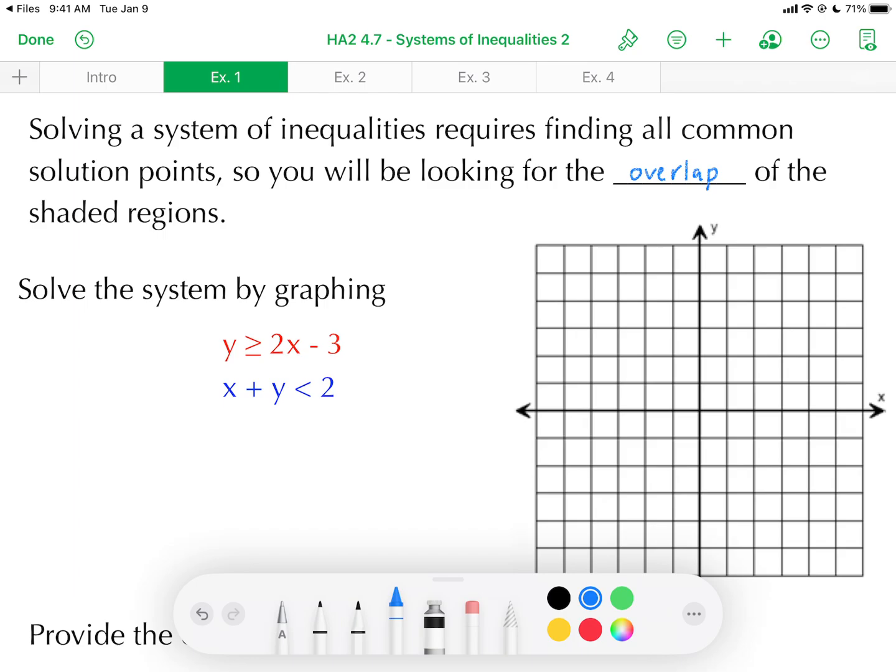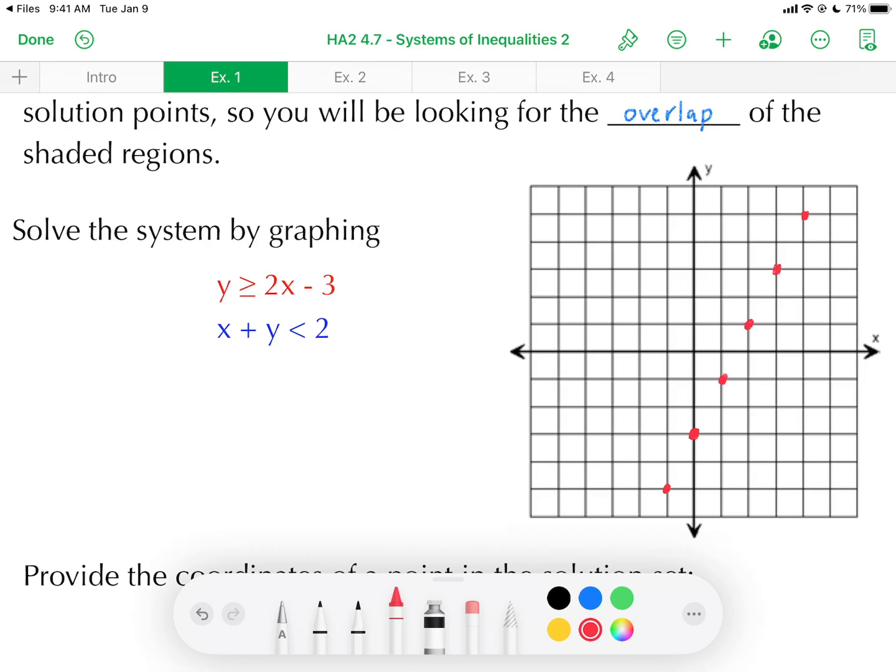Okay, so I've color-coded our inequalities. We'll graph both of them in the same coordinate plane here, okay? So choose the color red. Y is greater than or equal to 2x minus 3. The boundary line for that would have a y-intercept at -3. It would have a slope of 2. So we're going to rise 2. We're going to run 1 to the right. And we're going to keep on doing that. Fill up the grid that you're given.